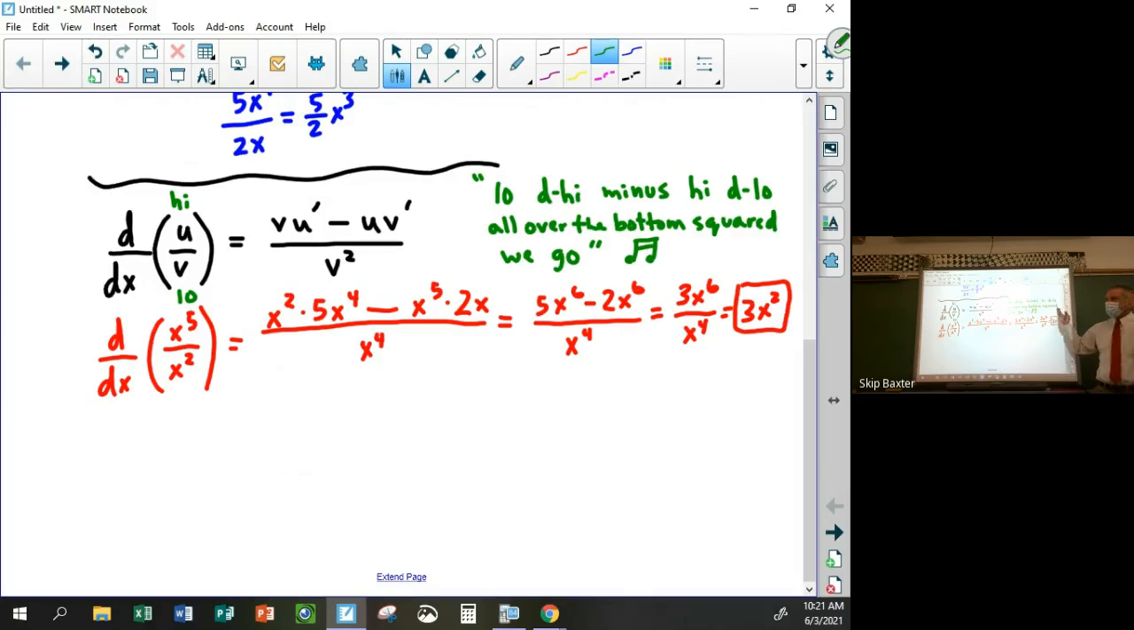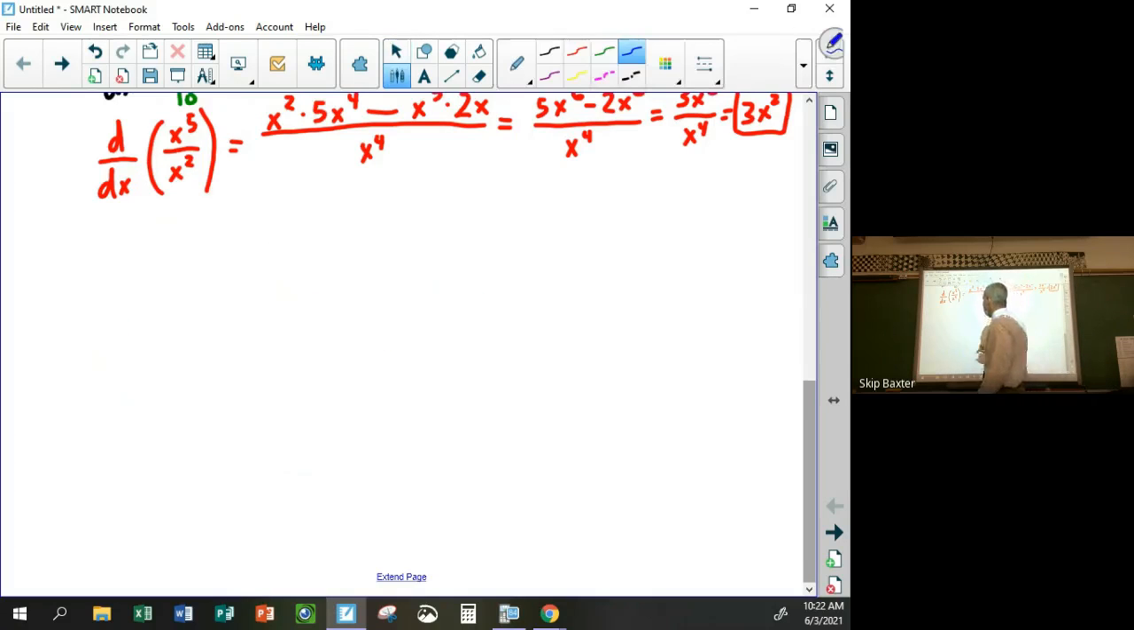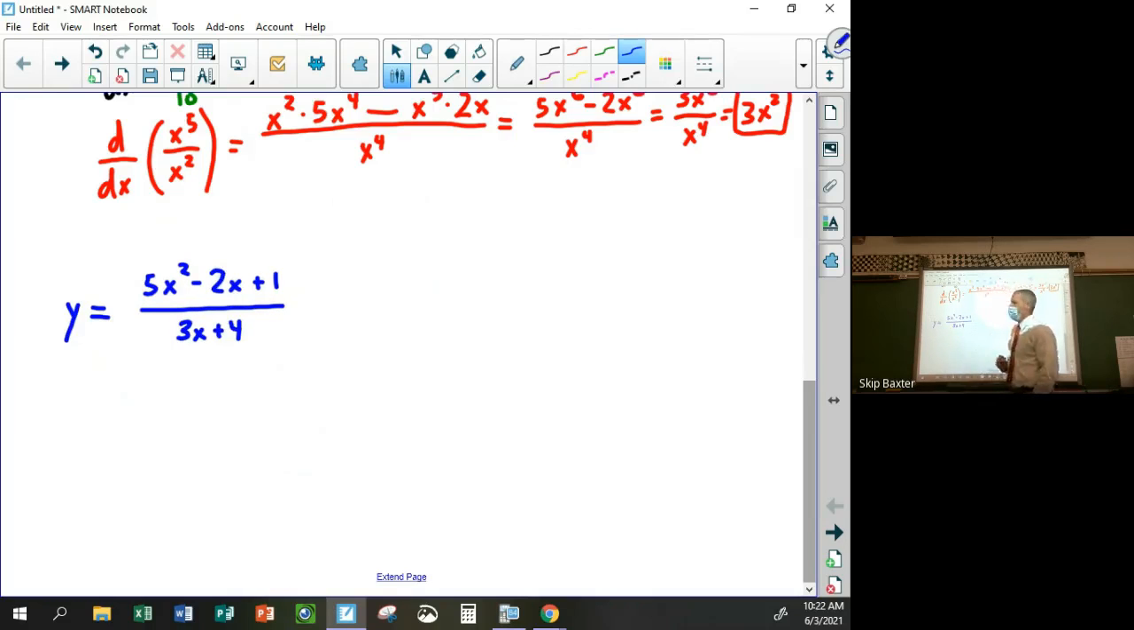So that's honestly what I think to myself every time I have to do one of these. Low D high minus high D low, all over the bottom squared we go. Okay? So the functions might be more complicated, of course. You might have something like a polynomial divided by a polynomial, like 5x squared minus 2x plus 1 over 3x plus 4. Something like that.